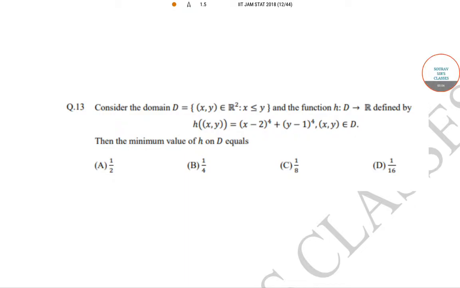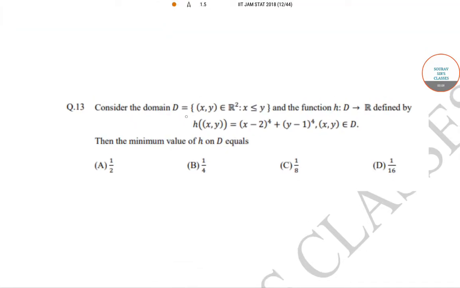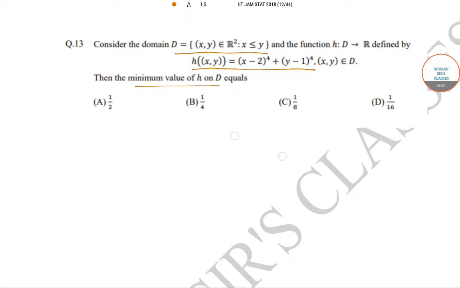The problem that we are going to solve today says: consider the domain D equal to {(x, y) belongs to R squared such that x is less than or equal to y}, and the function h from D to R defined by h(x, y) equal to (x minus 2) to the power 4 plus (y minus 1) to the power 4. What we need to find is the minimum value of h on the set D.